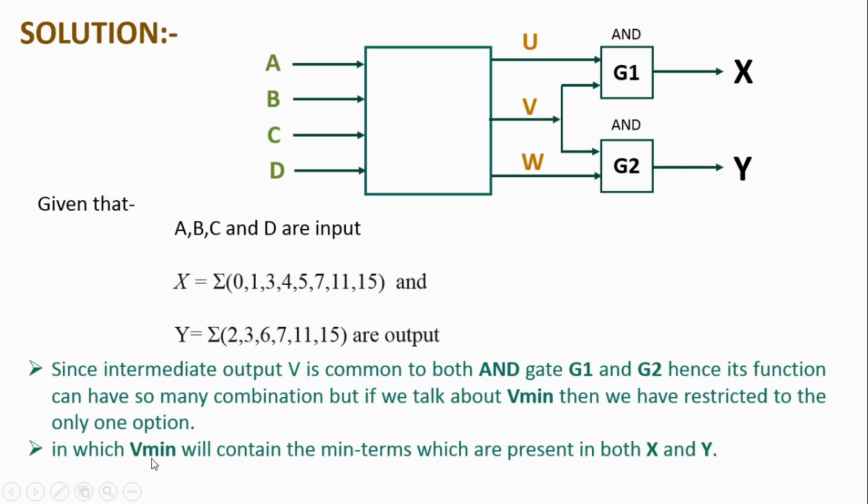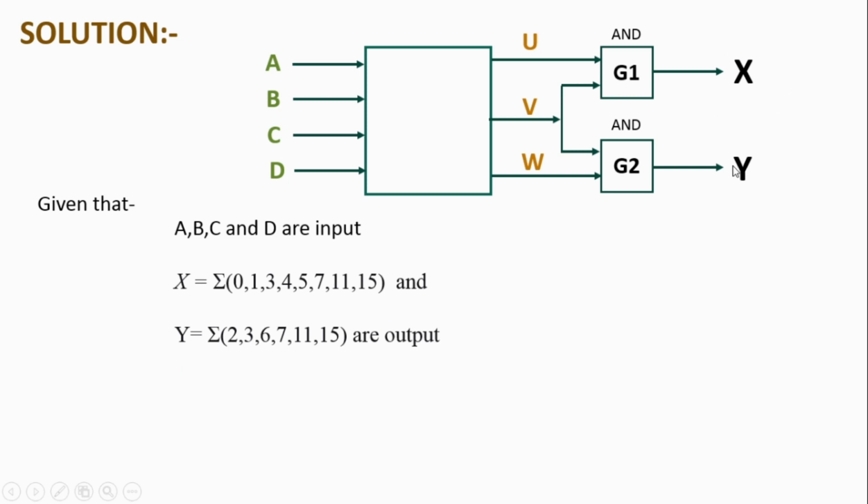How will we find Vmin? By using logic: if X is generated by an AND operation and Y is also generated by an AND operation, it means V must at least contain whatever the minterms of X and Y are. So V is the union of both. In other words, we can say that V is the OR of X and Y.